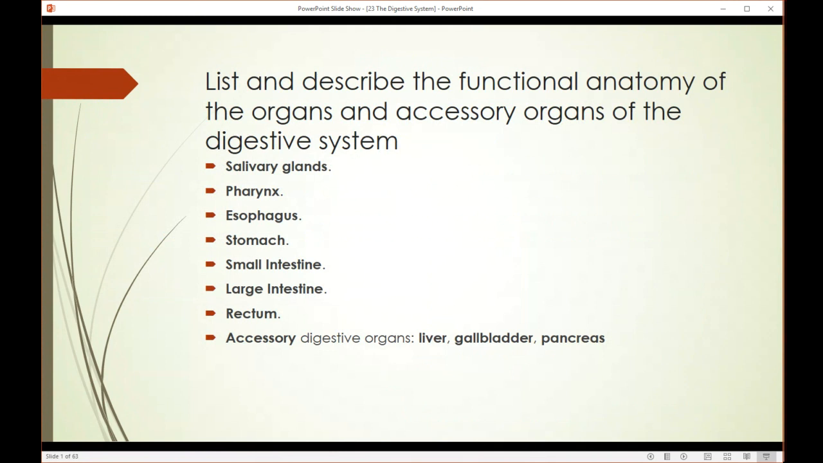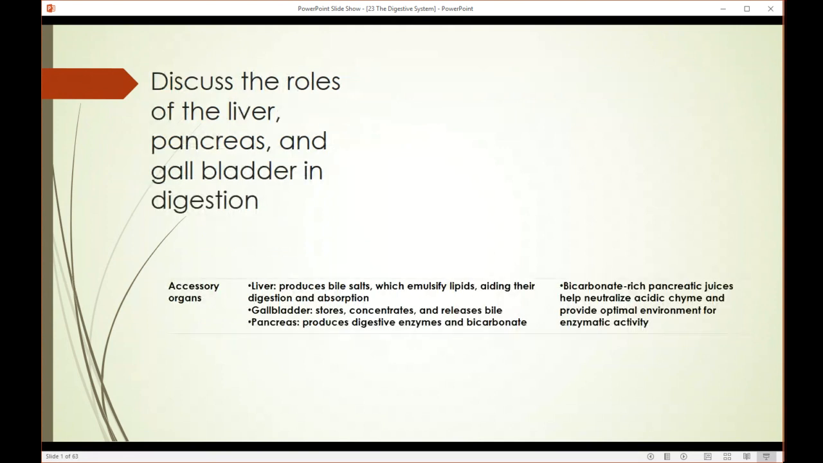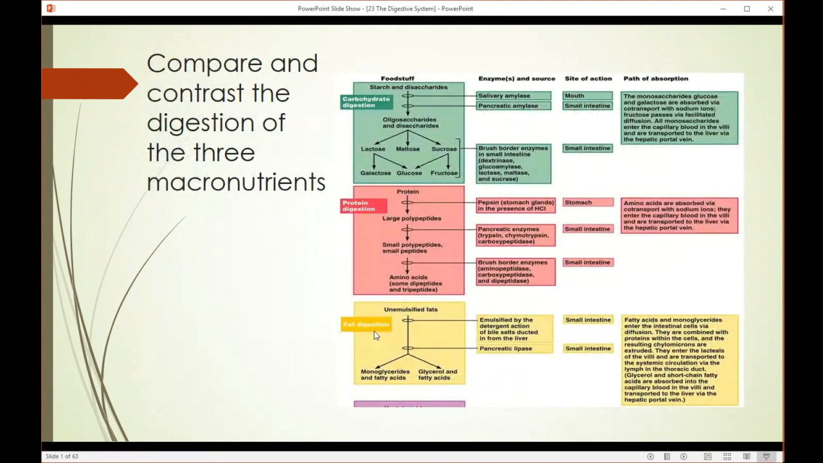So when we list and describe the functional anatomy of the organs and the accessory organs of the digestive system, right? We have the salivary glands, the pharynx, the esophagus, the stomach, the small intestine, large intestine, the rectum, and then these are accessory organs. So give it a try and see if you can describe what each thing is doing and what about each part does its job, like what's functional about the anatomy. Okay? The roles of the liver, the pancreas, and the gallbladder in digestion. Here we go. And then compare and contrast the digestion of the 3 macronutrients.